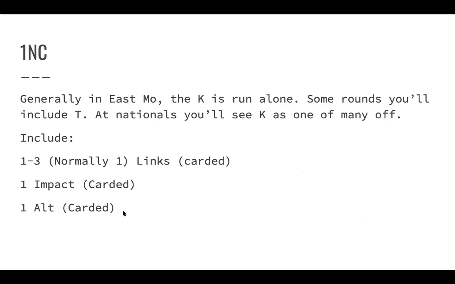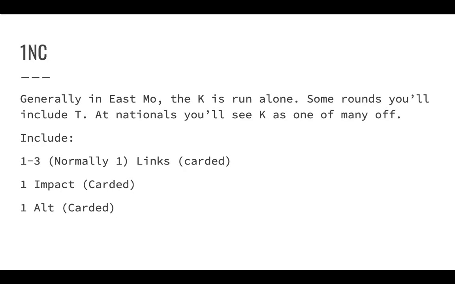The 1NC. In ISMO, the K is basically always run alone in the 1NC. Some rounds you may include T, and at nationals you'll see the K as one of many off. One famous round, that's not actually famous, it's just a round that I had, we both hit a disad about food shortages that read evidence from Breitbart and a necropolitics K and T all in the same collection of arguments. So that'll happen to you once y'all are at nationals. Before then, in Eastmo, Ks get run alone or with T, and that's it.